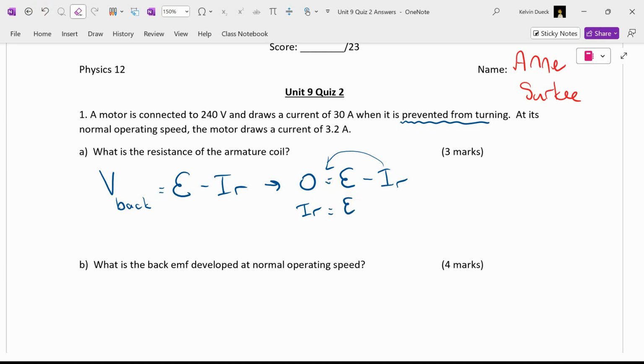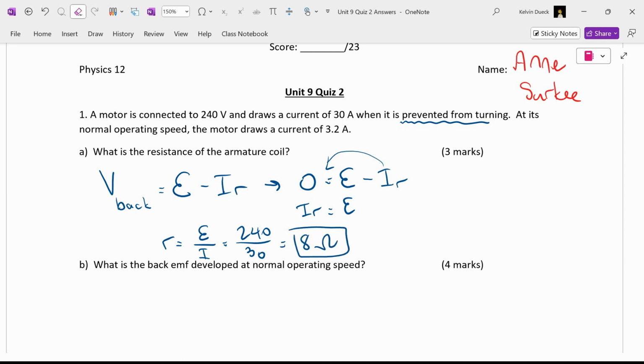Why did we use a lowercase r? To indicate we would like a tiny resistance in the armature. We don't want the armature glowing red hot. They want the resistance, so the resistance is going to be the EMF divided by the current. It's going to be 240 divided by 30. This is an 8 ohm resistor.